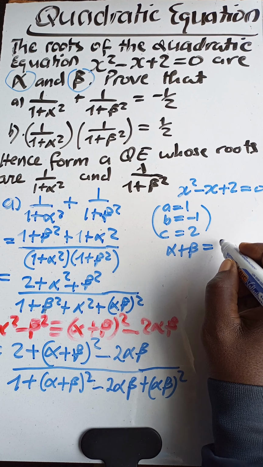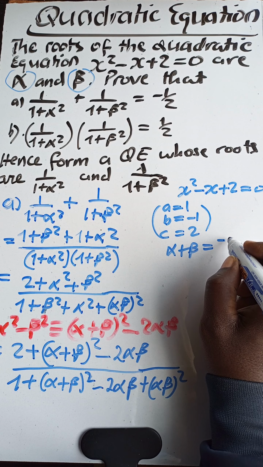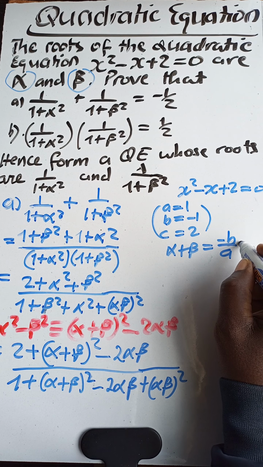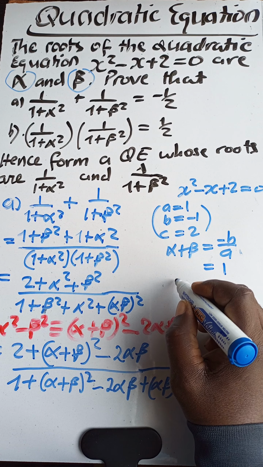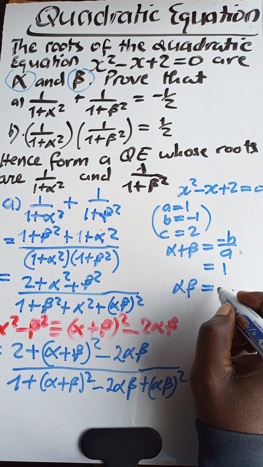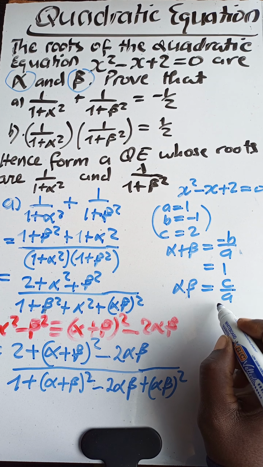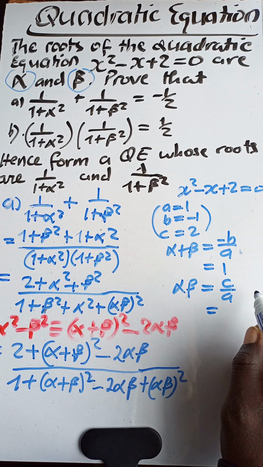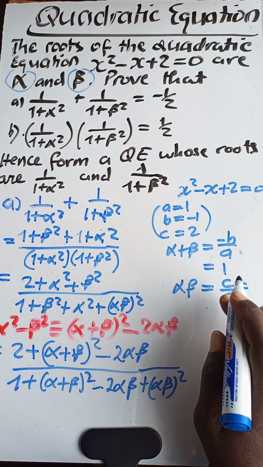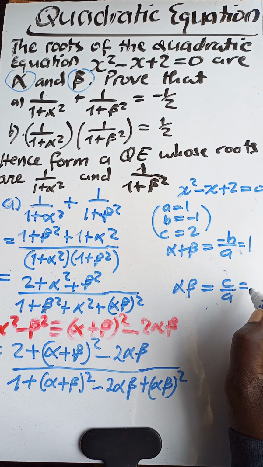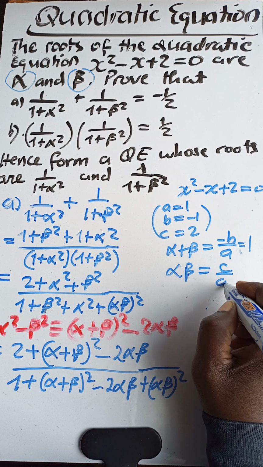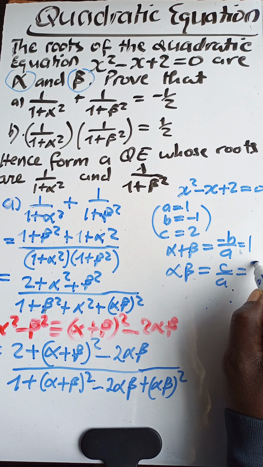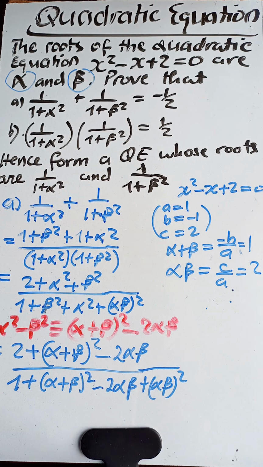The sum of the roots should therefore be negative B all over A, so that should give us 1. And the product of roots is C all over A. Alpha beta is C all over A, that should give us 2. Now we use these 2 pieces of information and we fill them in here.